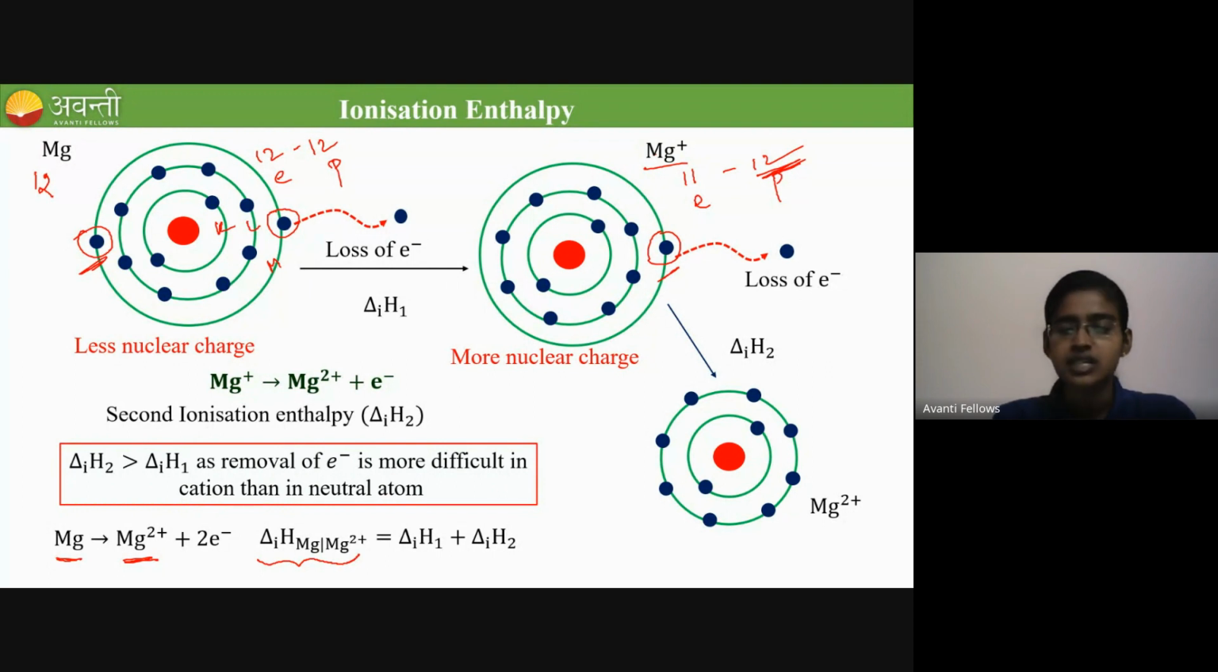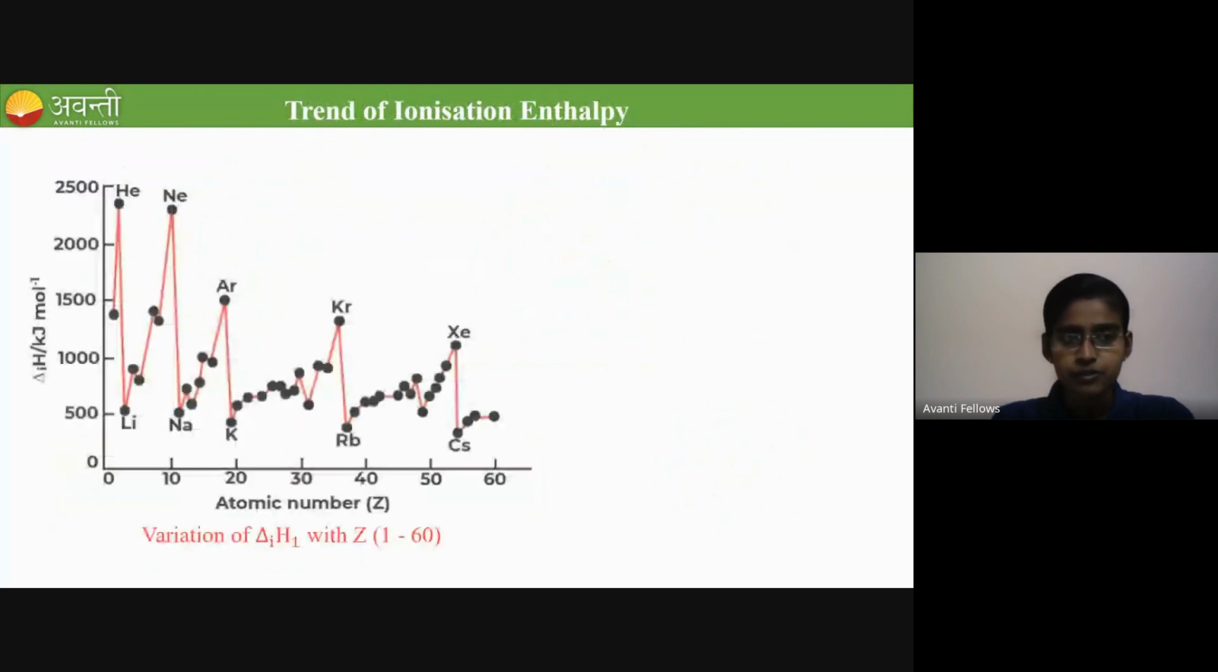Now let's see the trend for ionization enthalpy. Before moving on to the trend, I'll show you one graph. You can find the answer from the graph. For atomic number versus ionization energy, there is a graph on the screen for the first 60 elements, starting from hydrogen till cesium, and a few elements beyond cesium.